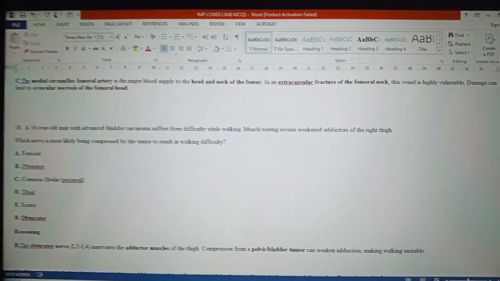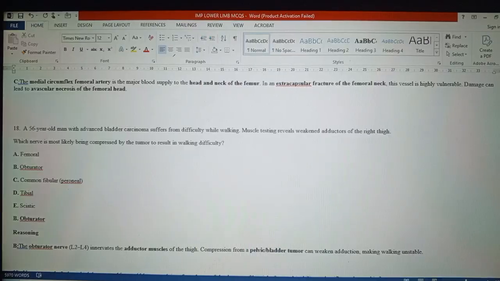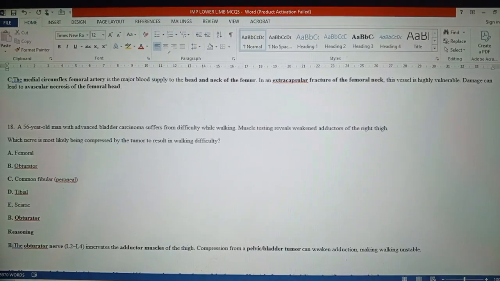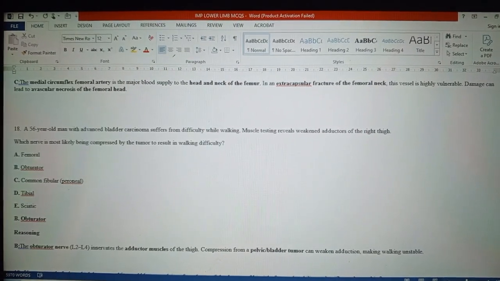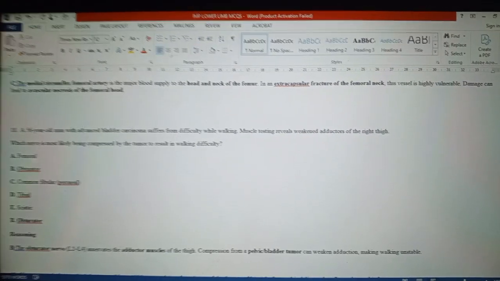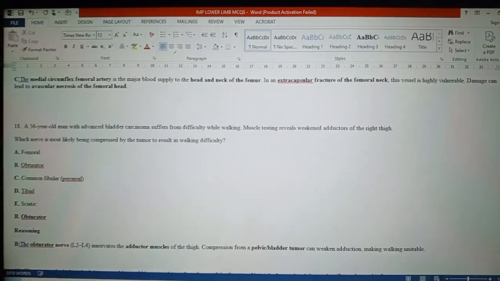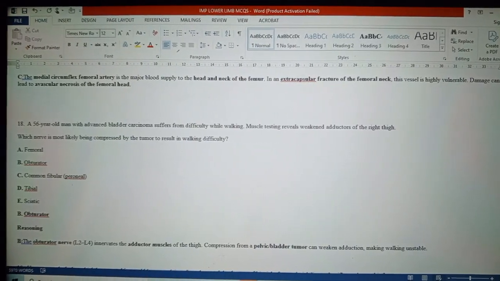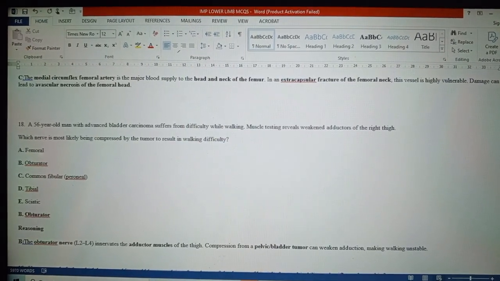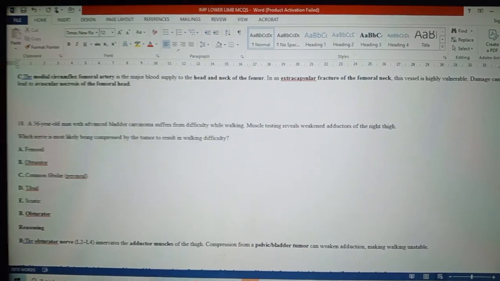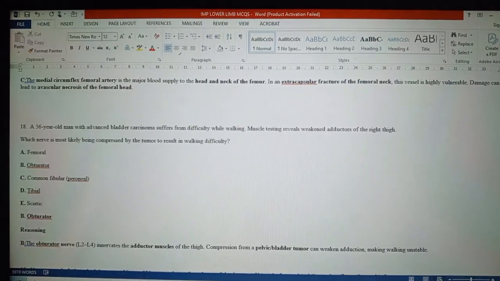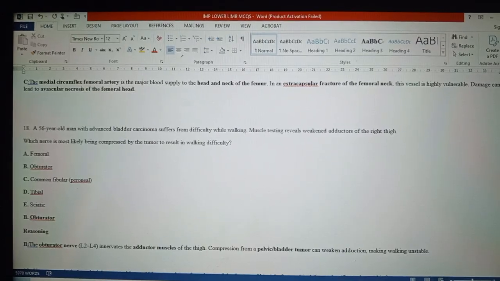Now let's talk about question number 18, that is a 56-year-old man with advanced bladder carcinoma who suffers from difficulty while walking. Muscle testing reveals weakened adductors of the right thigh. Which nerve is most likely being compressed by the tumor, resulting in difficulty in walking? Now, which nerve is this? Obturator nerve.